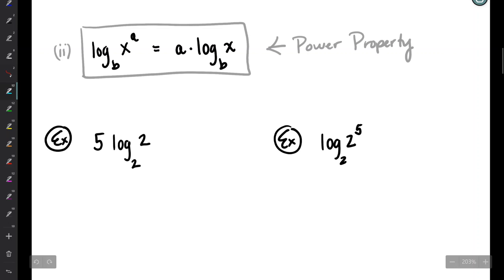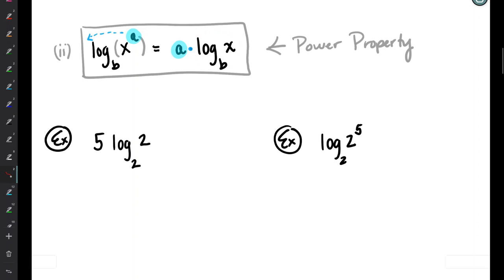So when we have log base b of x to the a, you don't have to put parentheses here, but sometimes it's helpful to see that I'm taking in x all to the a. What the power property says is that if I have an exponent up there, I can bring it down in front of the logarithm and have good old multiplication. This is the number a times log base b of x.